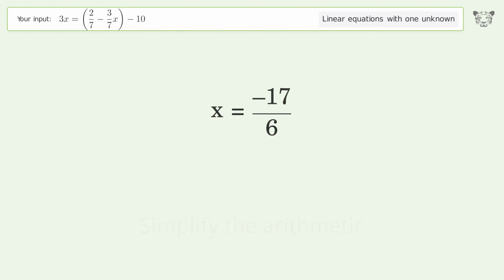And so the final result is x equals -17/6.